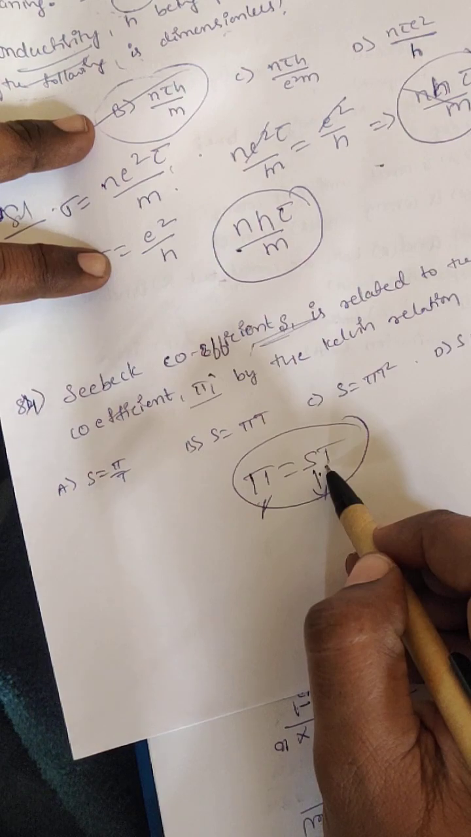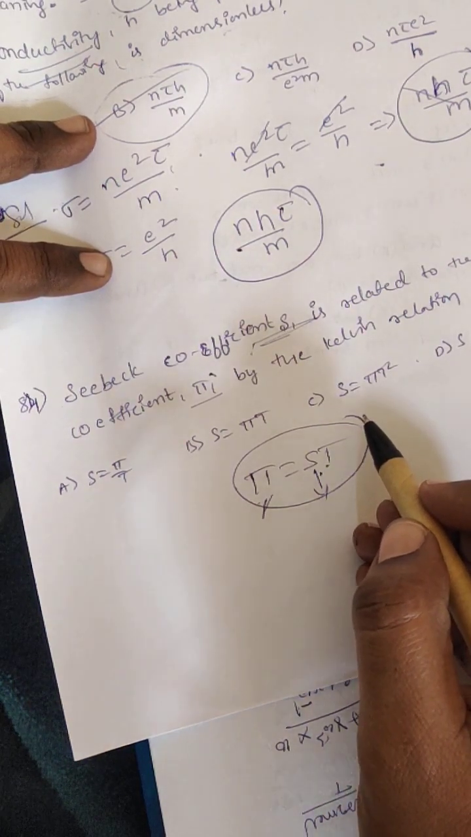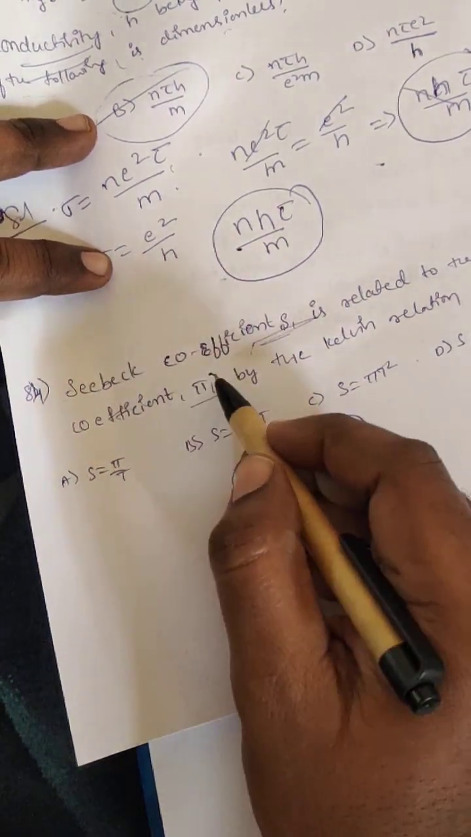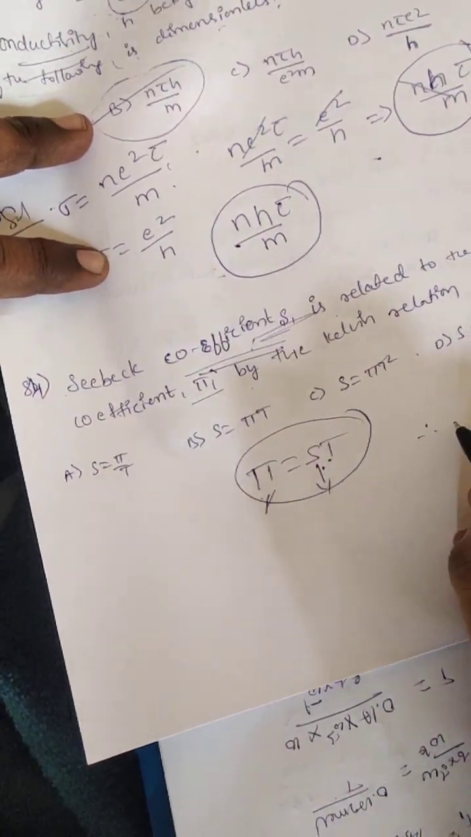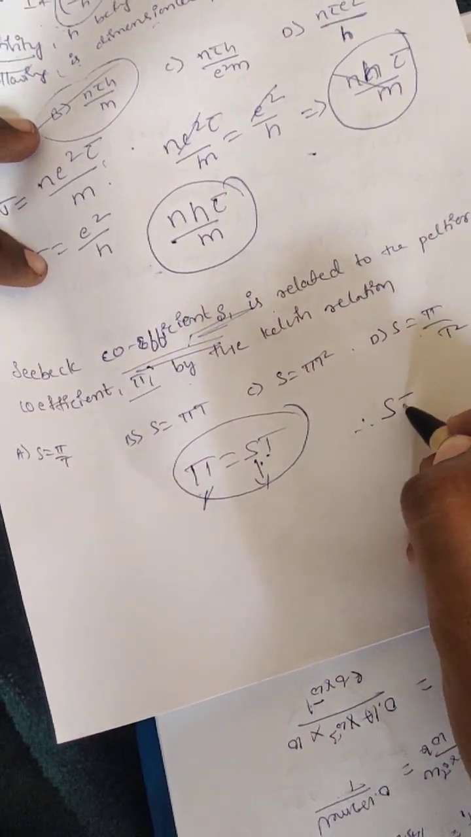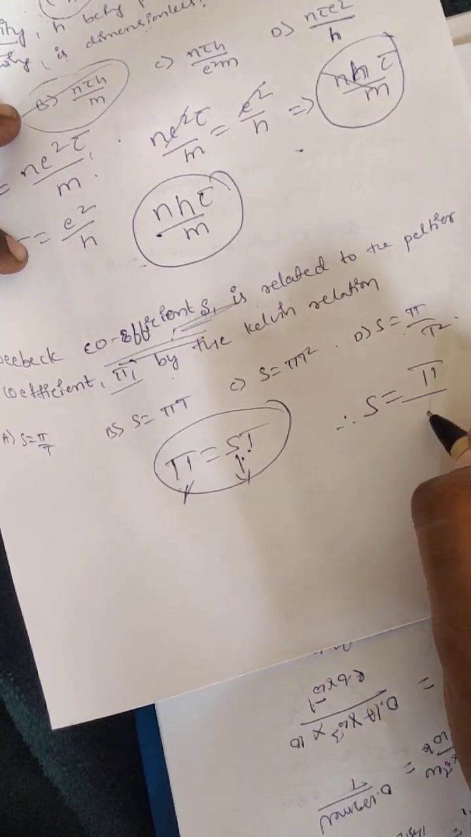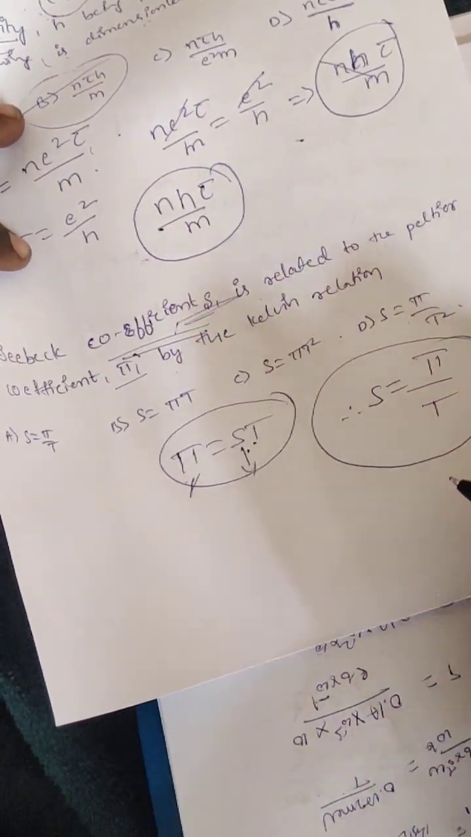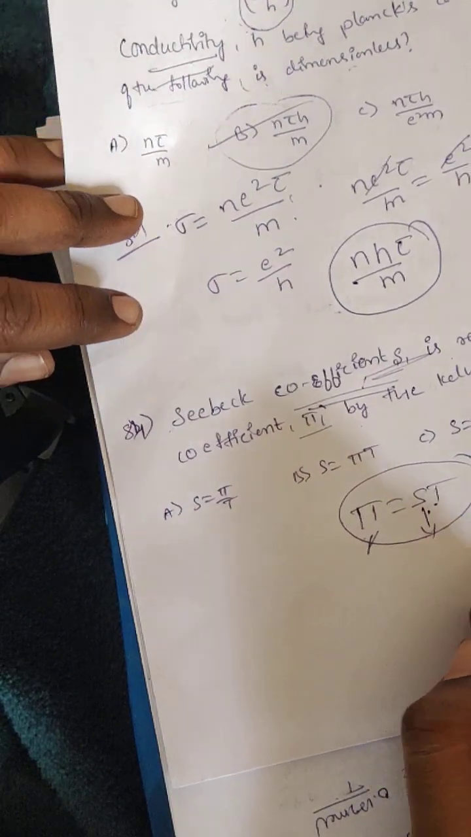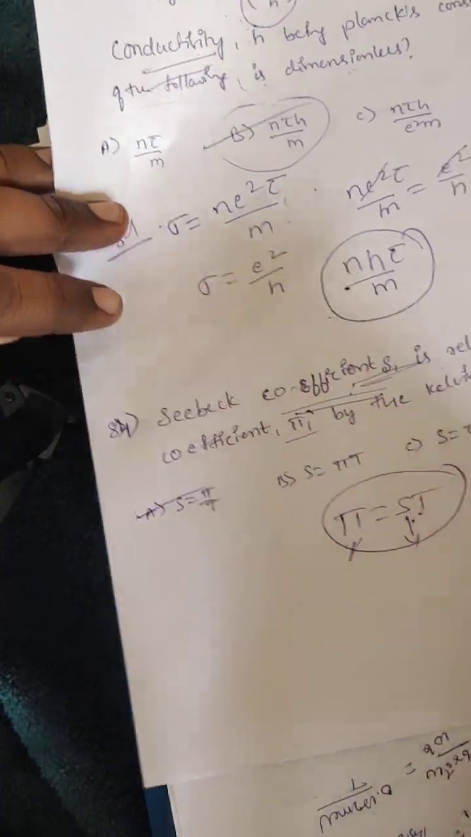Here they asked for the Seebeck coefficient, so S is equal to pi by T. So option A is correct.